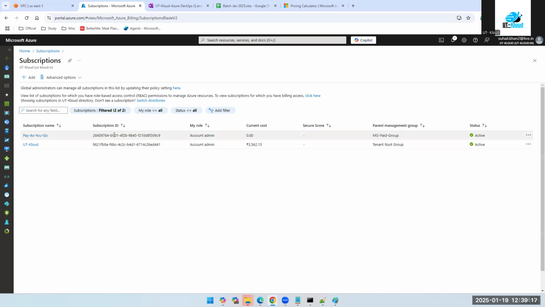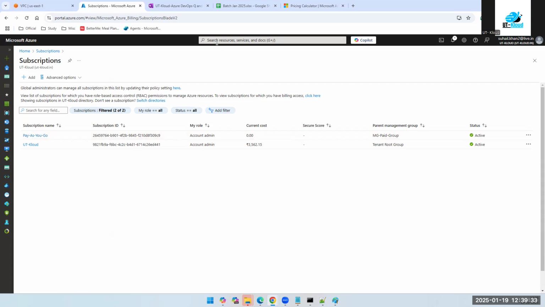What do you mean by pay as you go subscription, by the way? Pay as you go, it's nothing. It's like your postpaid SIM card. आप जितना यूज करोगे मंथ एंड में उसका बिल आएगा. You have to pay. Simple. If you don't use anything, you're not paying. Azure will charge you on a minute basis.